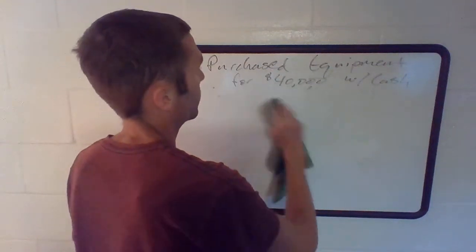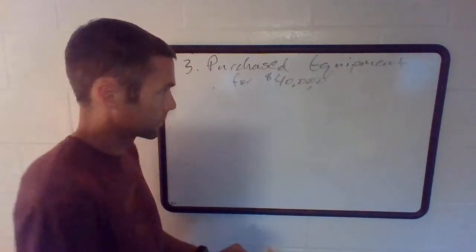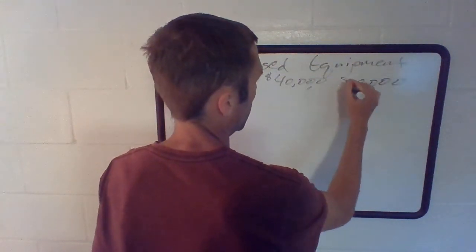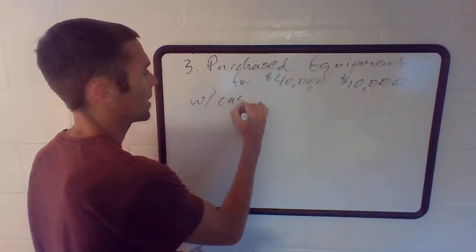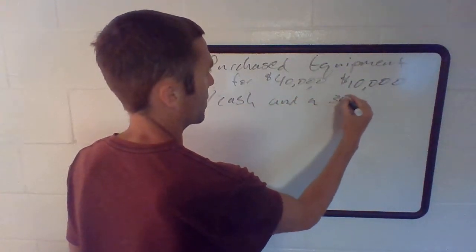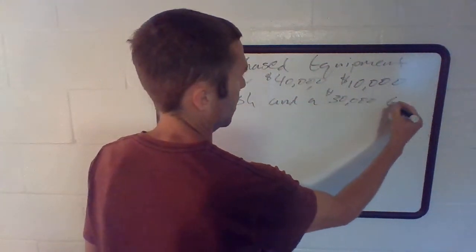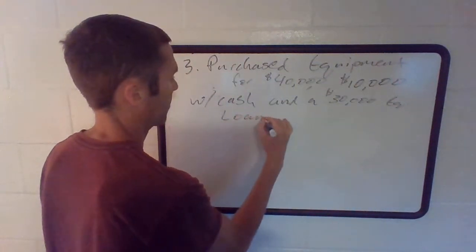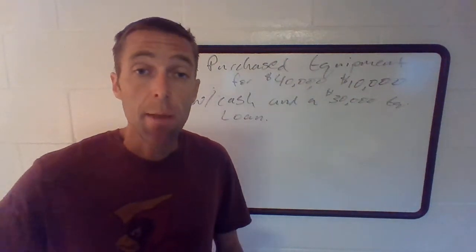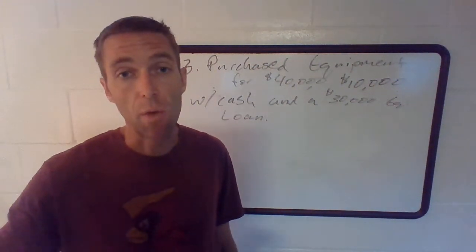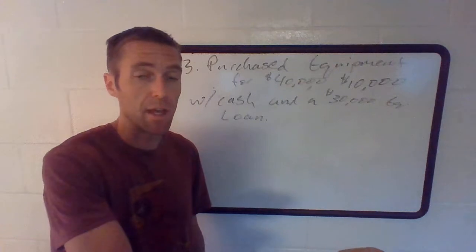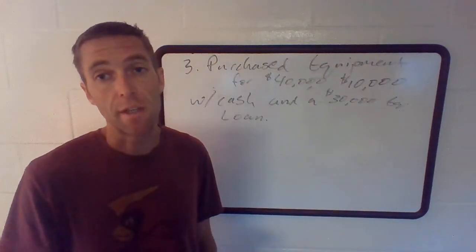purchased equipment for $40,000. $10,000 with cash, or otherwise known as a down payment, and a $30,000 equipment loan. Okay, so maybe we have $40,000, maybe we don't, but there's a loan. Maybe the interest rate is very, very low, and that's enticing you to borrow the money. You've purchased the equipment, you've given them $10,000, and in return you have a $40,000 asset.